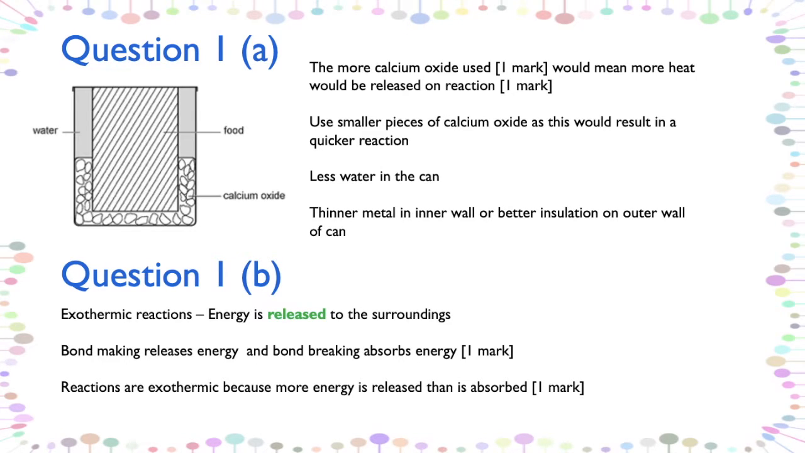So for the first mark you would have to say bond making releases energy and bond breaking absorbs energy. You have to think about it carefully when it comes to these questions, as you might get them the wrong way round. So in order to break a bond, energy needs to go into it. For example, if you have an elastic band, you need to put energy into the elastic band in order to break it.